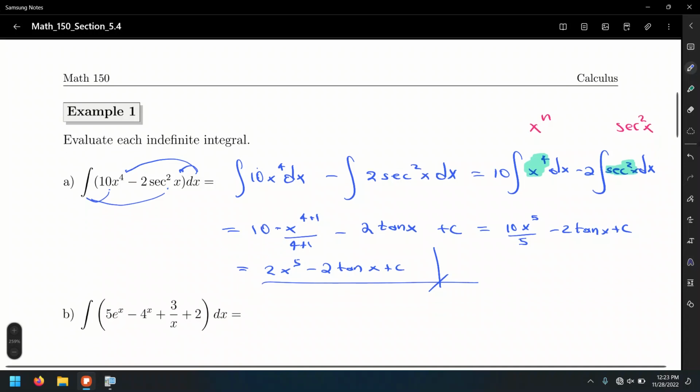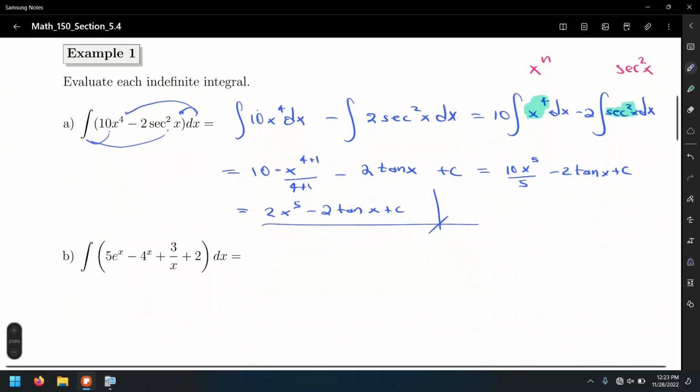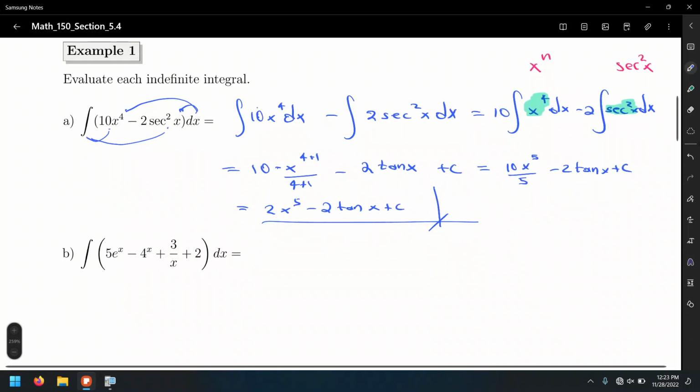All right. Letter B. For letter B, we're going to do something similar. So number 1, we have the integral of a function comprised of 4 terms with respect to x. Again, my advice: write this in terms of as many integrals as terms that we have. Of course, in the future, as you get a lot of practice with this, you will be able to do this in your head.